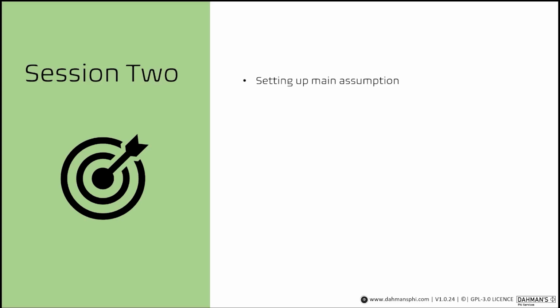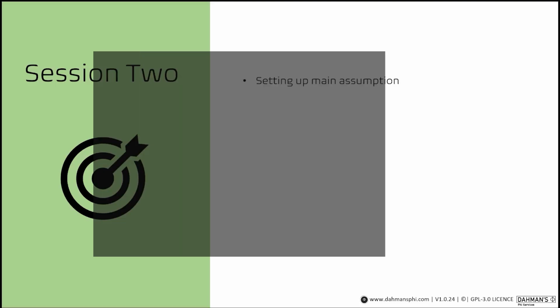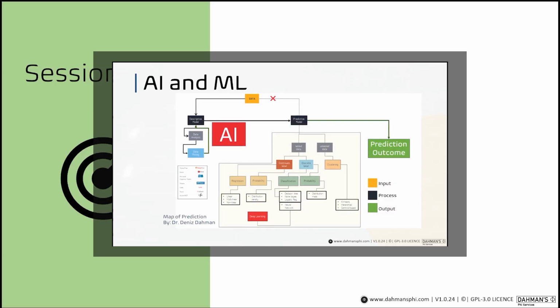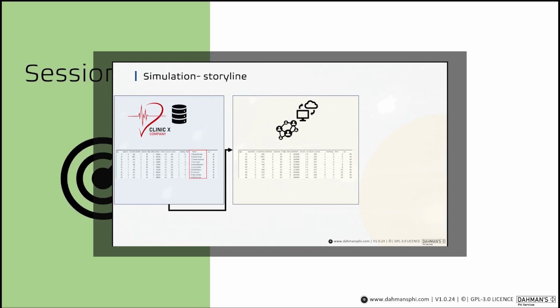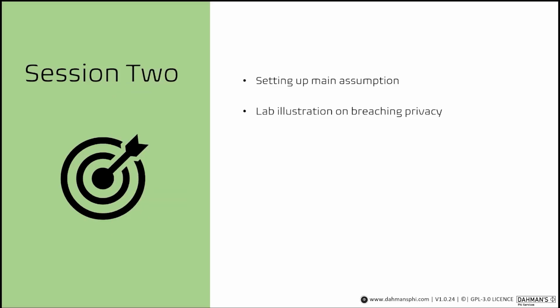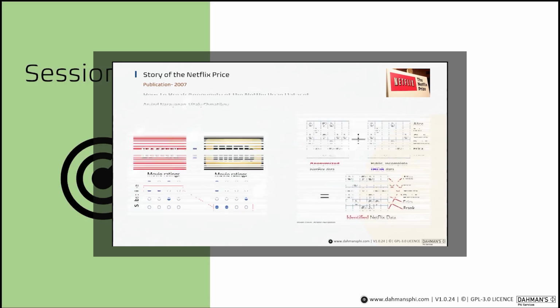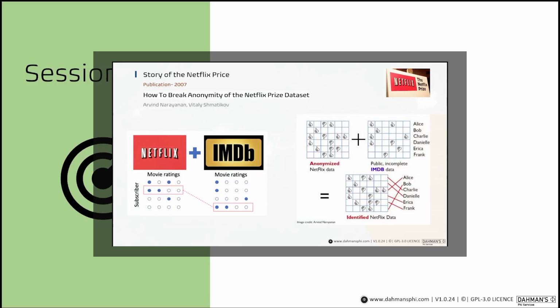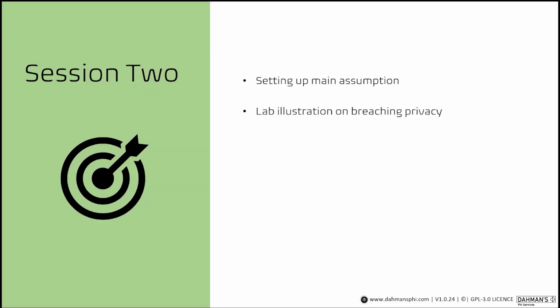In this episode, we are going to start up with setting up some main assumptions based on the ideas we have established in the previous session. And then we'll be looking at a lab illustration on breaching privacy, where a linkage attack, given the case study of the Netflix Prize, is simulated. So we will see a real example simulating that and using the two data sets we have already created in the previous episode.